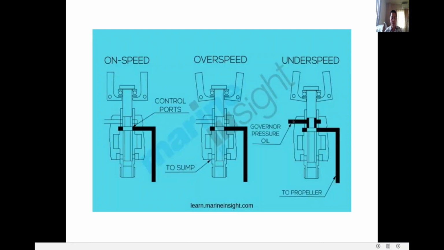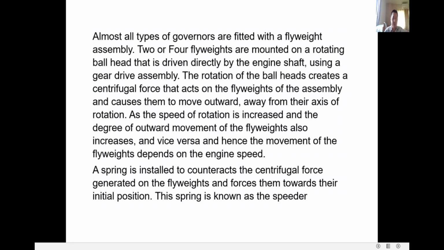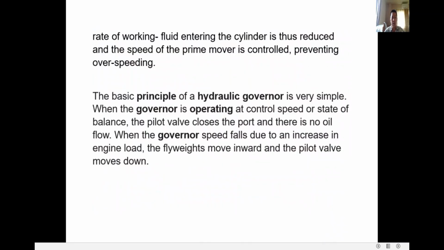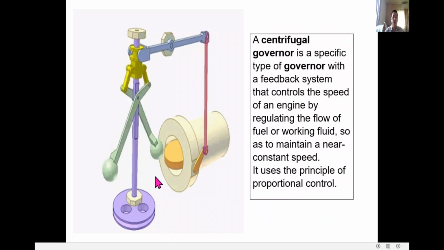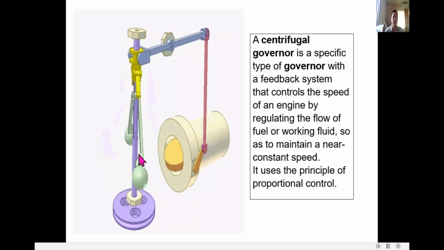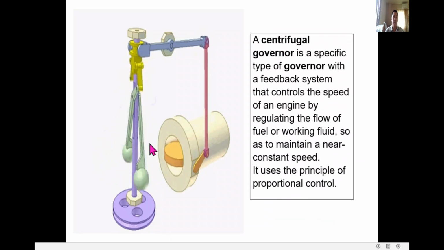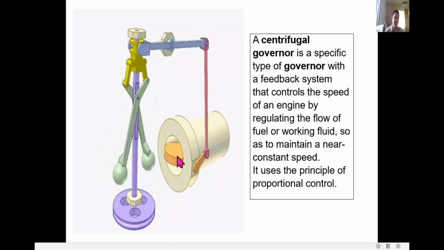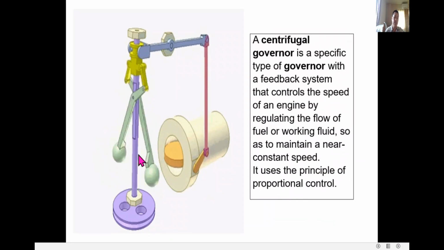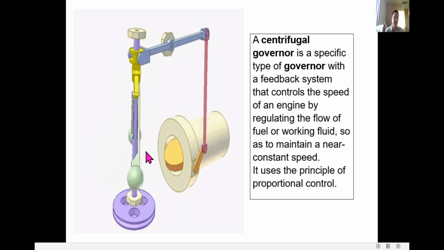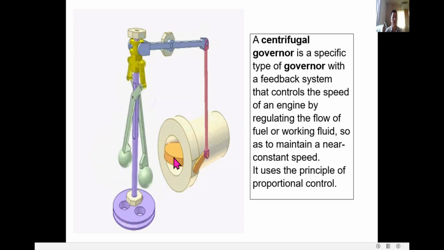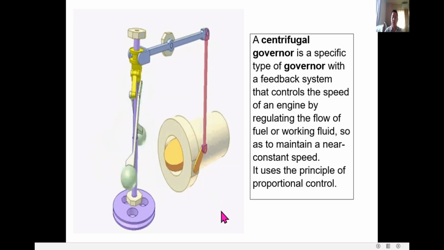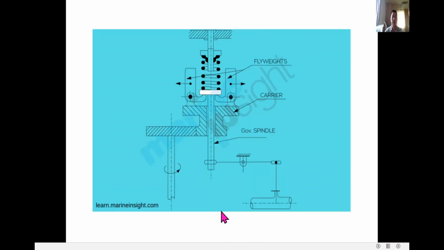As you can see here, we will go back first to the example here. I read the statement. This is the movement of the flyweights controlling the flaps. So high turn will almost close the flaps, and slow turn will fully open the flap to supply fuel and air.